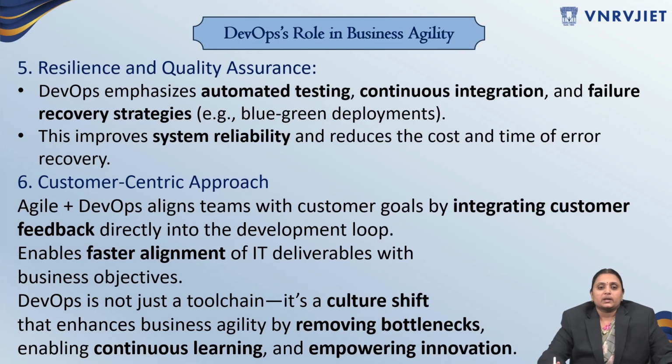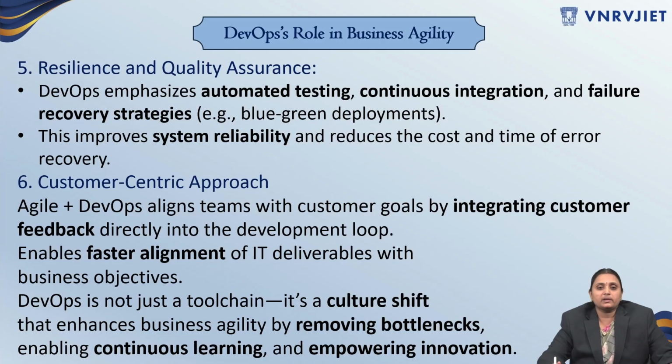And the sixth one is the customer-centric approach. Agile plus DevOps aligns the teams with customer goals by integrating customer feedback directly into the development loop. It means that it enables faster alignment of IT deliveries with business objectives.